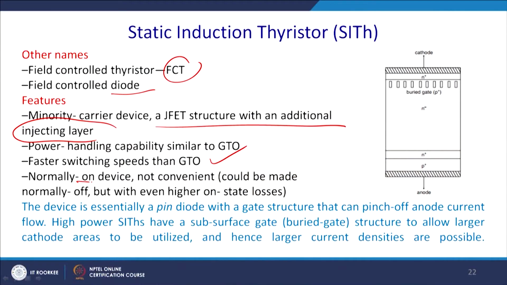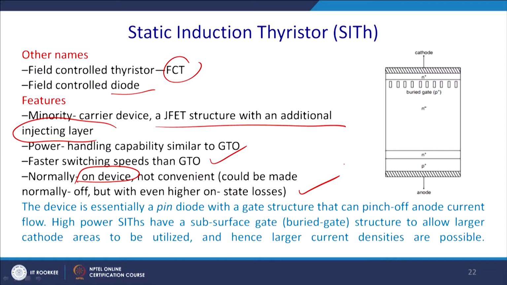It is a normally on device, and the problem is that it is normally on. So, you have to make it normally off by applying gate voltages by the method of induction. That is not convenient, and it could be made normally off, but with higher on-state losses. So, this is the one problem. We want the switches to be normally off. When a switch is normally on, there is a disadvantage.